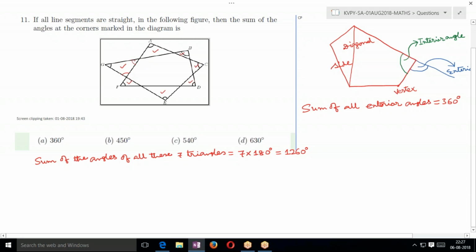I got a question. What is the sum of the angles of any single triangle? It is 180, and there are 7 such triangles, as I marked with the tick marks. So it will be 7 into 180, which is equal to 1260. Now these are the base angles. What are the base angles? The base angles of the triangles are the exterior angles of the 7-sided polygon. Here is one exterior angle. As we see, the exterior angle is what? One side you extend, and then what you get?